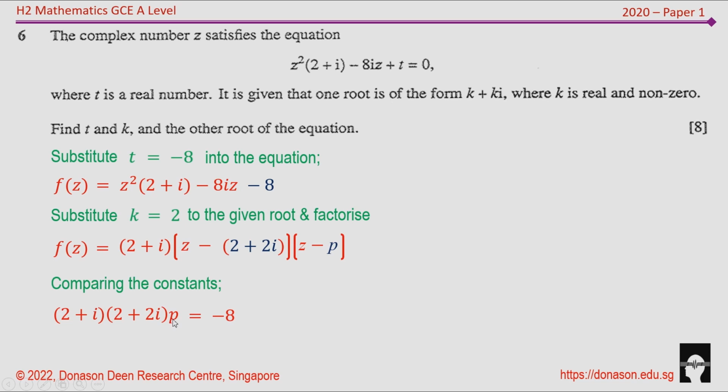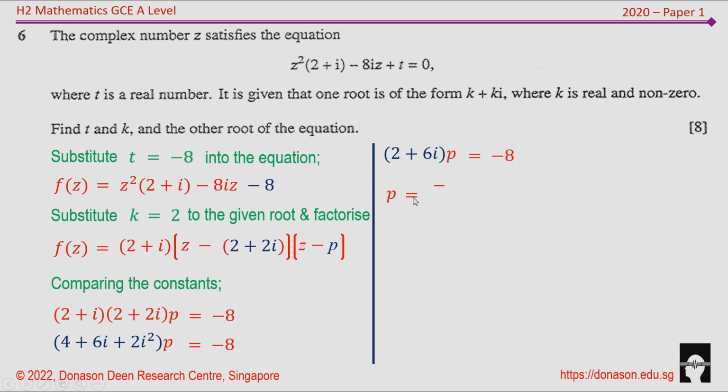Now from this we can actually find the value of p. If I expand this, 2 times 2 is 4, 2i plus another 4i is going to become 6i. 2i times i is going to be 2i squared, and of course multiplied by p is equal to negative 8. So 2i squared would be negative 2. So 4 minus 2 is going to become 2, and the 6i is still there, times p is equal to minus 8. If you want to find just p alone, you can throw this 2 plus 6i over to the other side and divide the minus 8 by the 2 plus 6i.